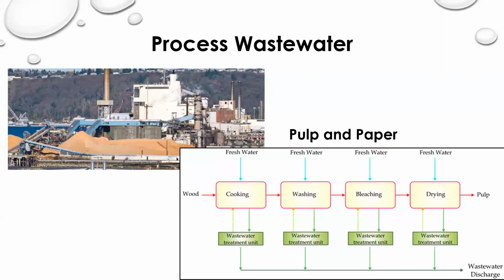Wastewater is going to be something that's either directly related in your process. So here we've got our process wastewater. This is an example from the pulp and paper industry. We're looking at the making of pulp from wood, and water inputs are going into every step of this process. And because they are interacting with the material on site, they must be treated before they can be discharged. This is a process wastewater.